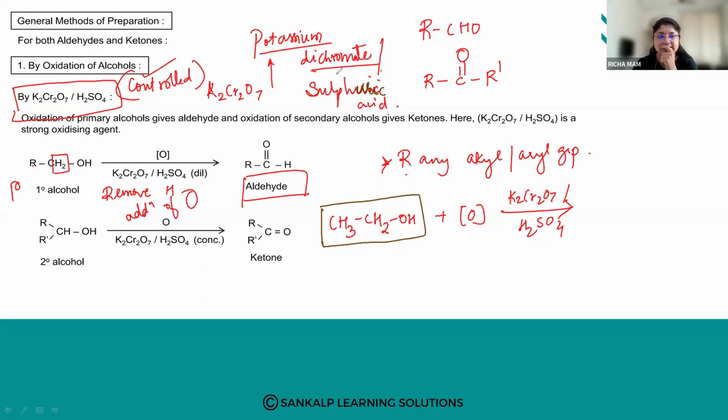CH3CH2OH. It is ethyl alcohol, right? Or it is ethanol. Okay. So ethyl alcohol, if you treat it with K2Cr2O7 in the presence of H2SO4, can you tell me what will be the product obtained?